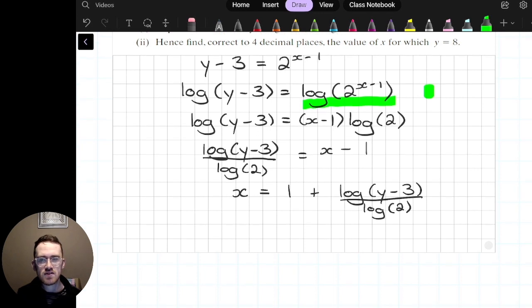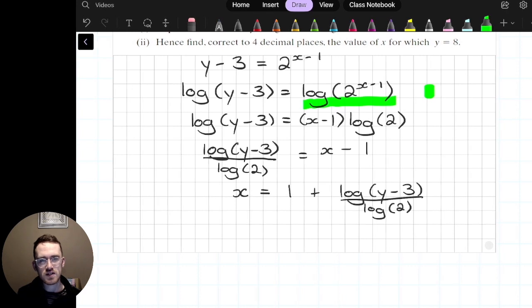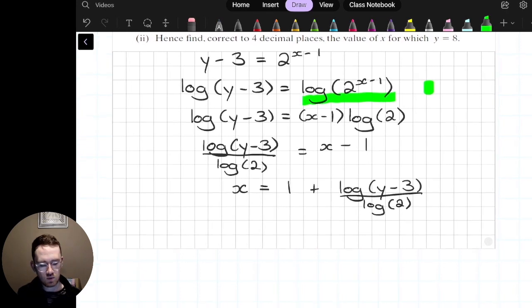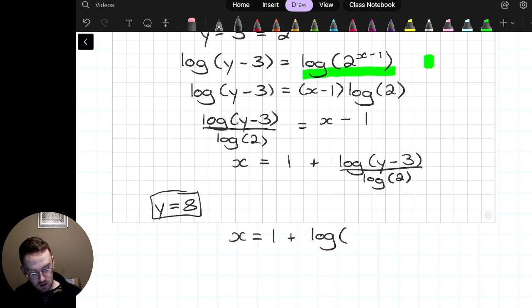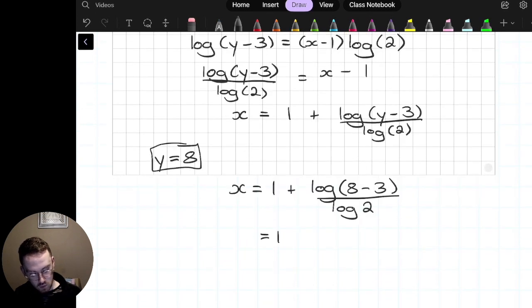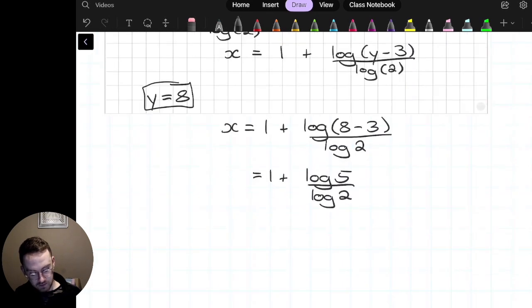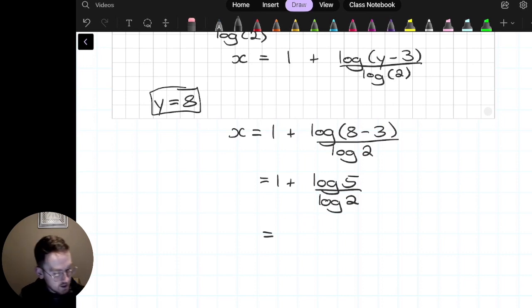And what they've said here now is hence find, correct to 4 decimal places, the value of x for which y is equal to 8. So y is equal to 8. So let's have a look. x is equal to 1 plus log of 8 minus 3 over log of 2, which is 1 plus log of 5 over log of 2. And we can work that out in our calculator.